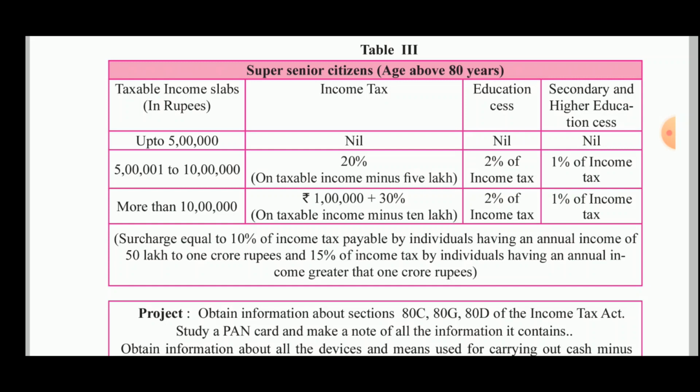Now, more than 10 lakhs, rupees 1 lakh plus 30% on taxable income minus 10 lakh, and 2% of the income tax and 1% of the income tax is the secondary and higher education cess.